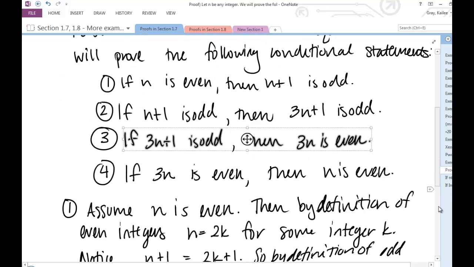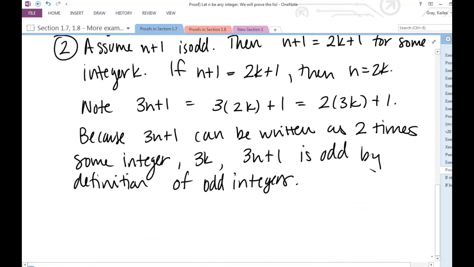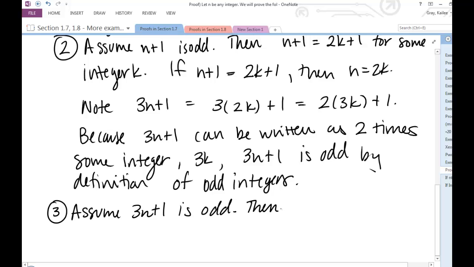So we're proving statement number 3, and our leading assumption was that 3n plus 1 was odd. So we're going to start by saying assume that 3n plus 1 is odd. Okay, then we're going to apply that definition just like we did in our sketch. Then 3n plus 1 is equal to 2 times k plus 1.